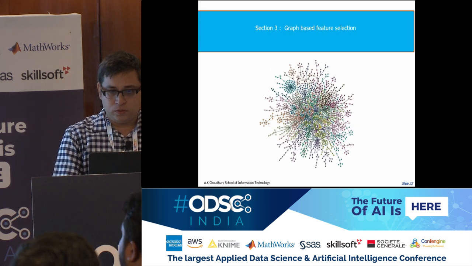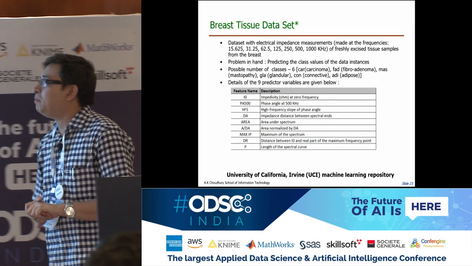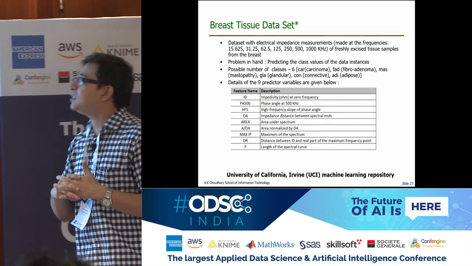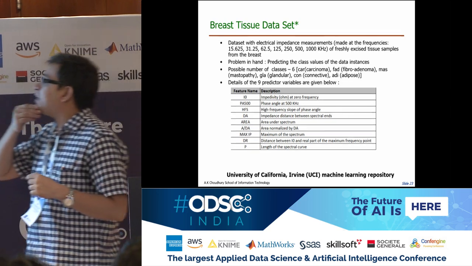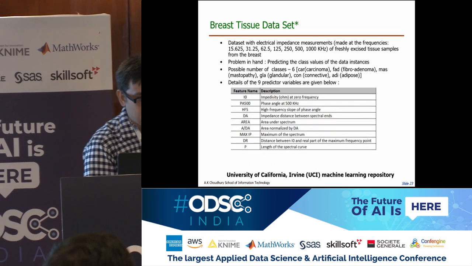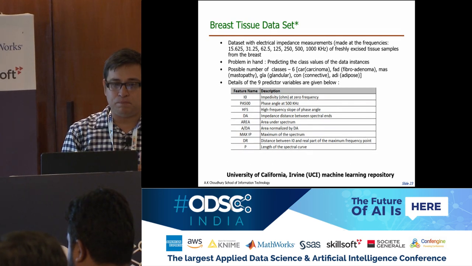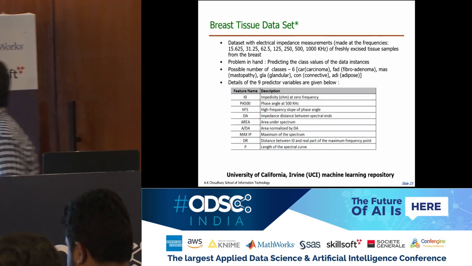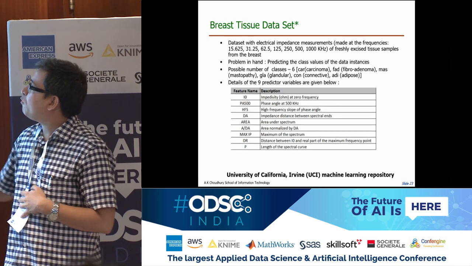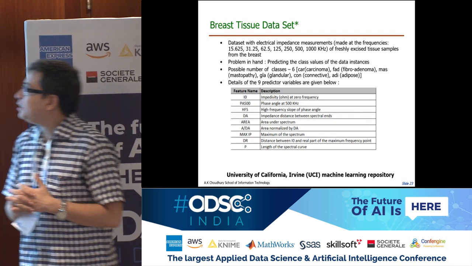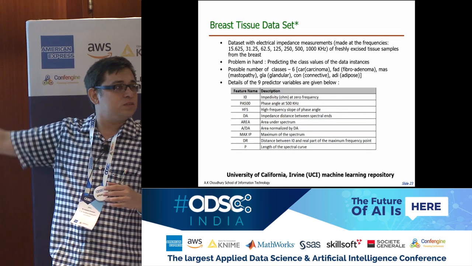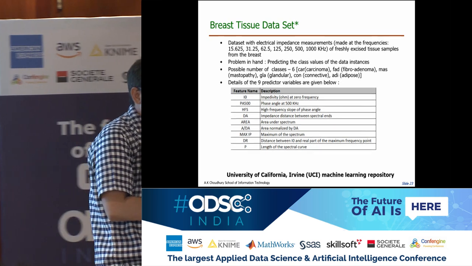Again, this is a public data set, the breast tissue data set. It measures electrical impedance of freshly excised tissue samples from the breast. And the problem in hand is predicting the class value. This is not binary classification. You have several classes, six classes: carcinoma, fibroadenoma, mastopathy, glandular, connective, and adipose. And you have nine features.